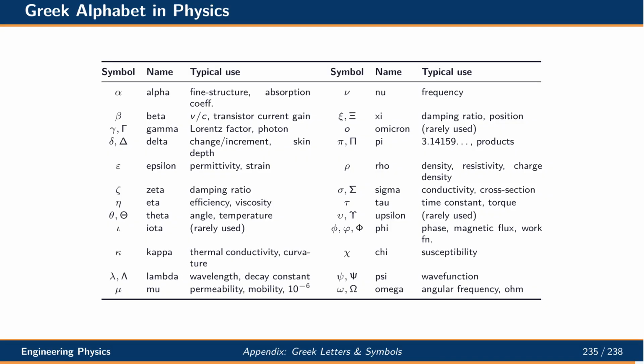Physics uses Greek letters extensively as symbols. This table pairs each Greek letter with its physics meaning. For example, alpha is used for fine structure constant and absorption coefficient. Lambda is used for wavelength and decay constant. Omega is used for angular frequency and ohm. Psi is used for wave function. Knowing these conventions helps you read physics literature efficiently.